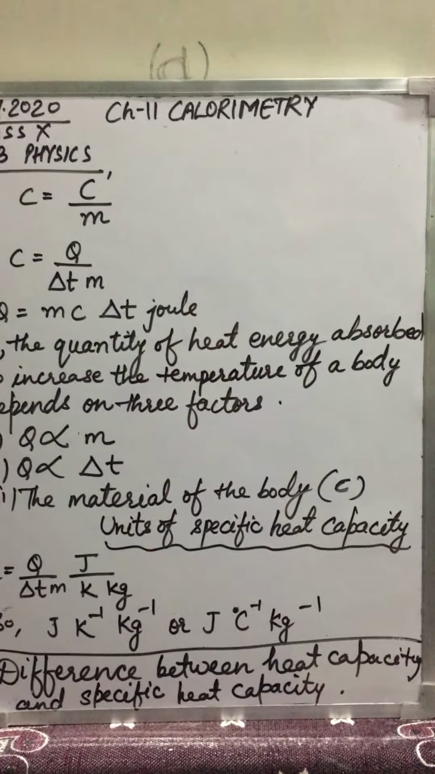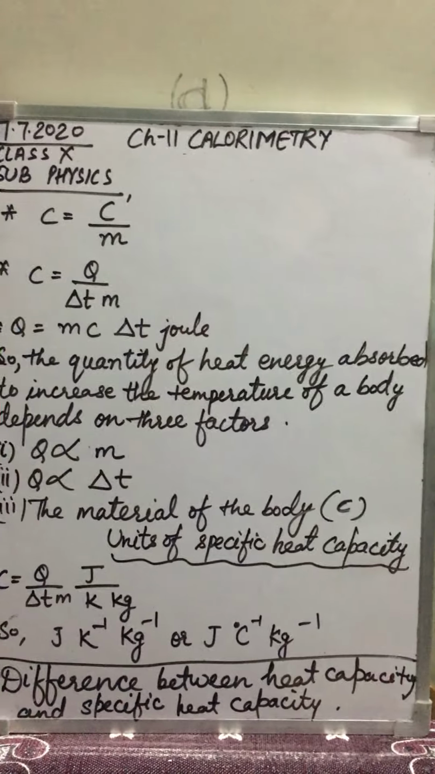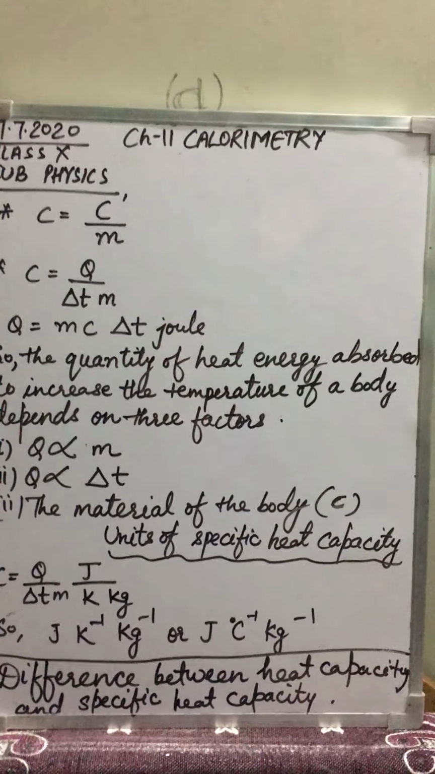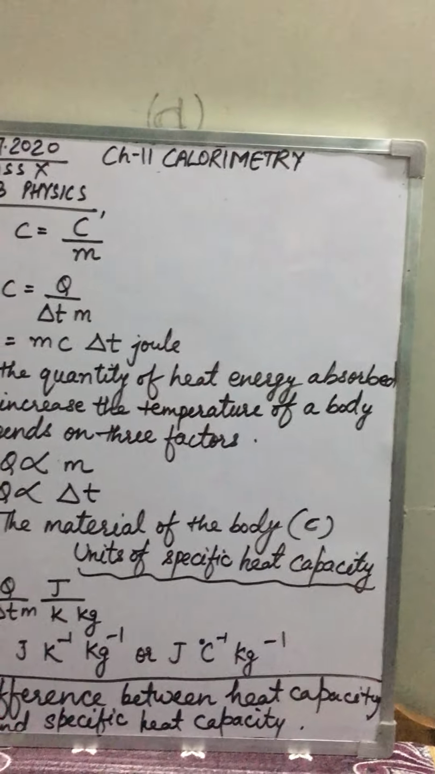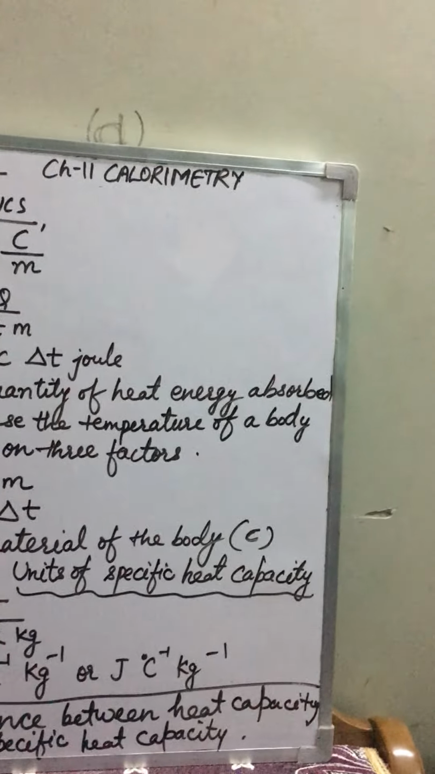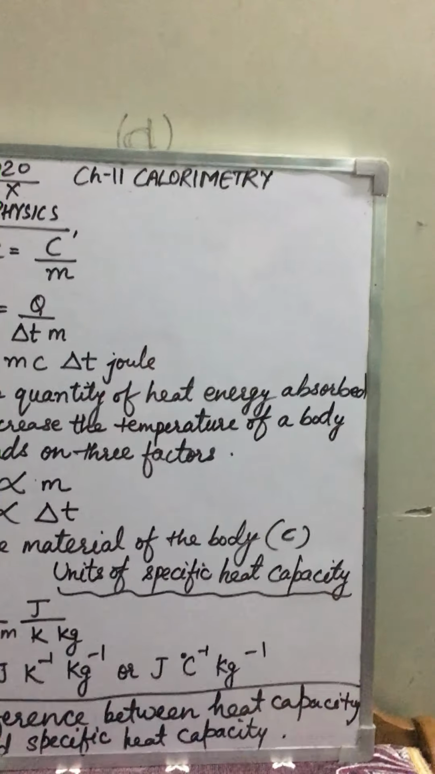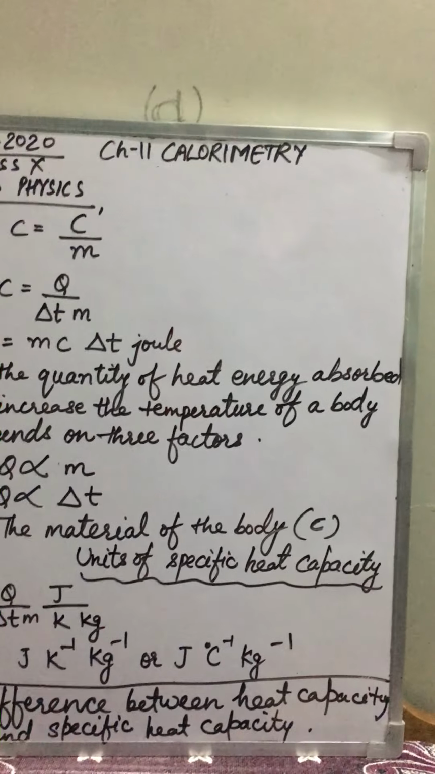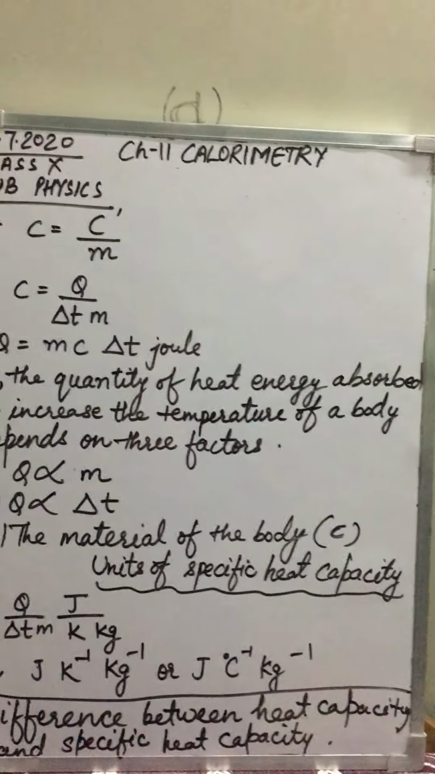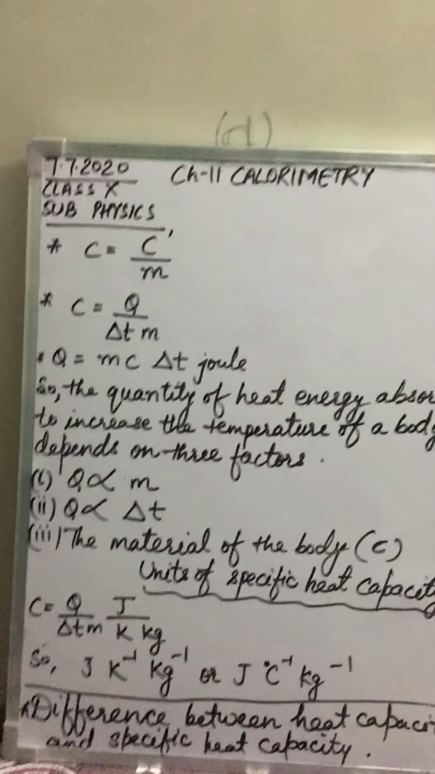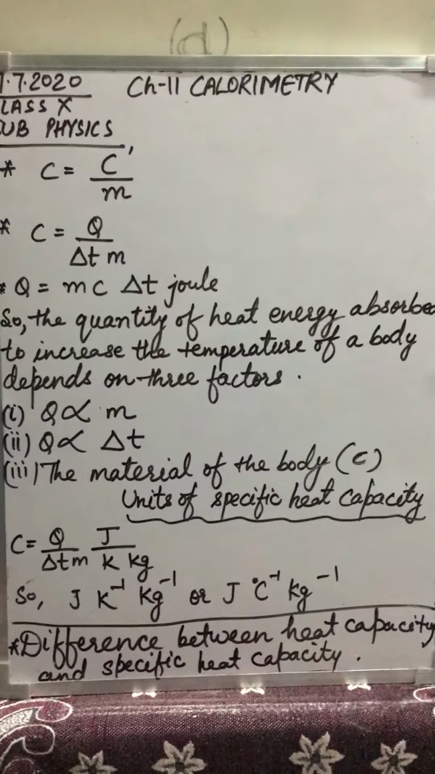Now, the heat capacity formula: we know that C dash equals Q by delta T, whereas specific heat capacity is small c equals capital C dash by m. The last difference between them will be their units. The SI unit of heat capacity will be what? Joule per Kelvin, whereas the SI unit of specific heat capacity is joule per Kelvin per kilogram. So these are the four differences given between heat capacity and specific heat capacity in your book.